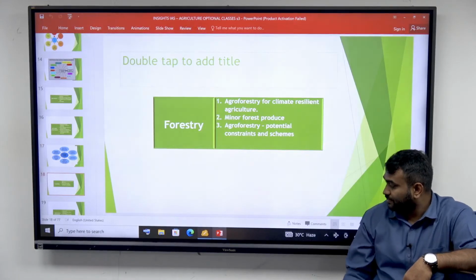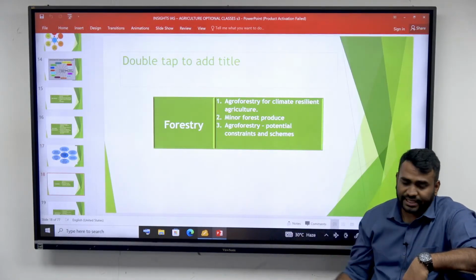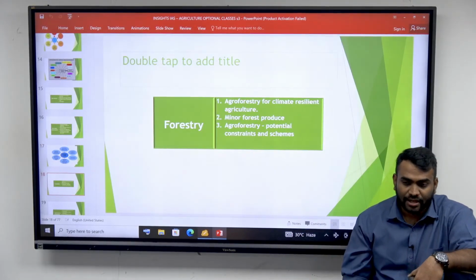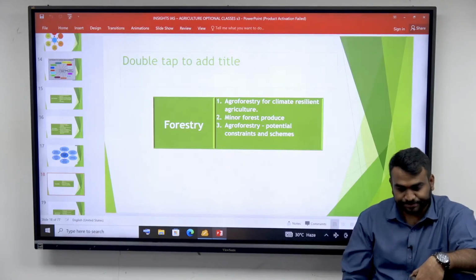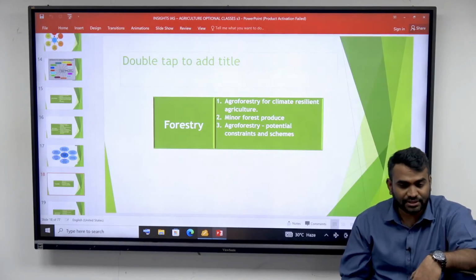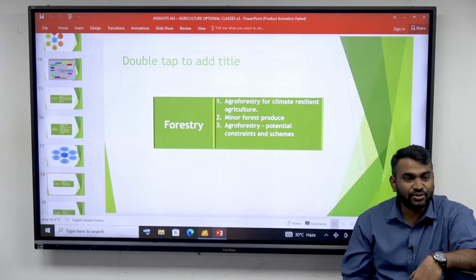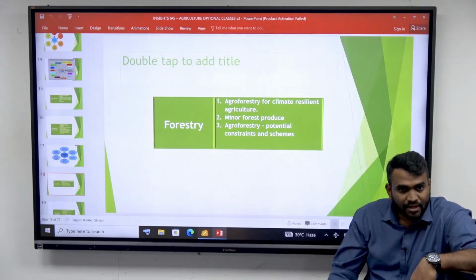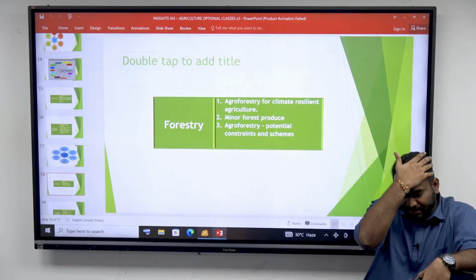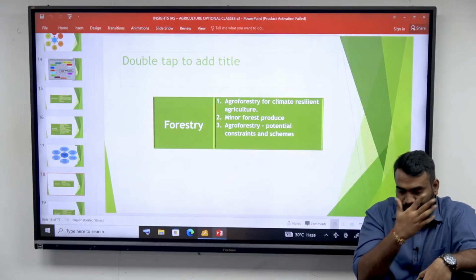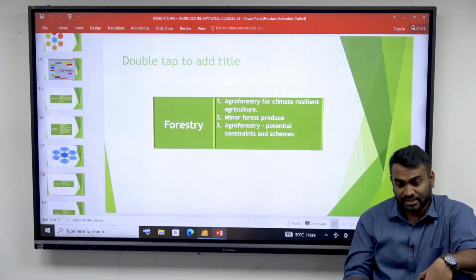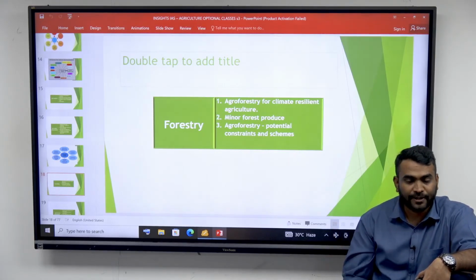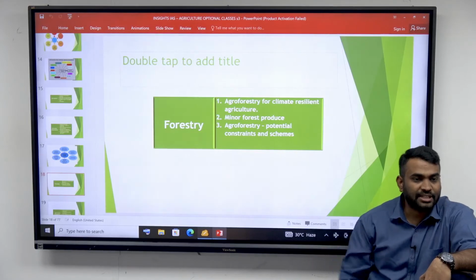Next one is forestry. Again, it is one of the easiest subjects to score marks, where constant themes have been there for UPSC to ask questions. One important thing is agroforestry. Agroforestry was asked in this context: how agroforestry is helpful in carbon sequestration, what is the difference between agroforestry and social forestry, or what are the types of agroforestry, explain those things.